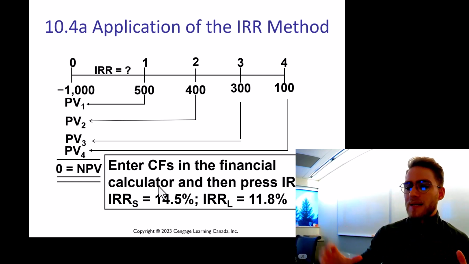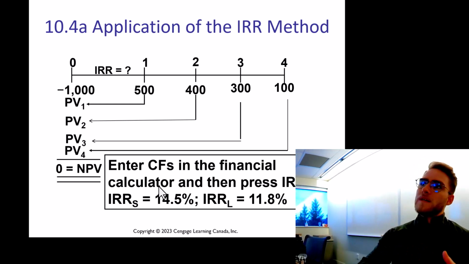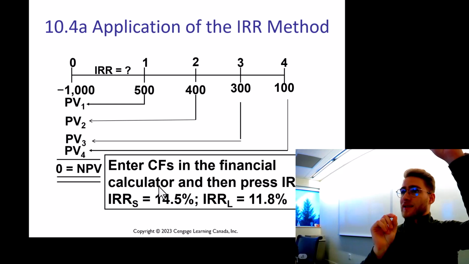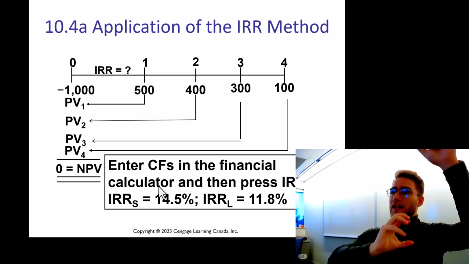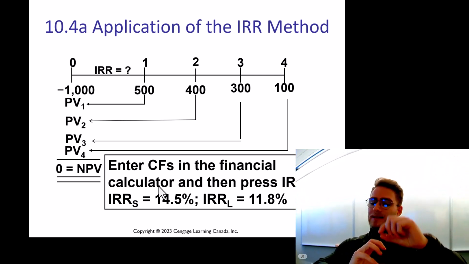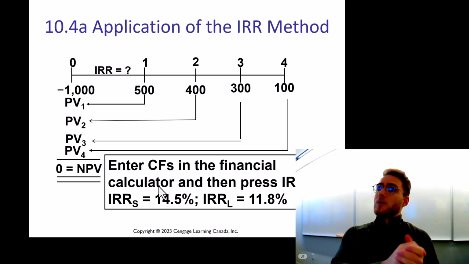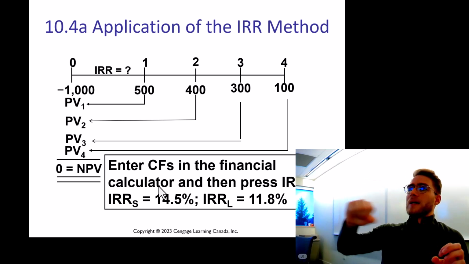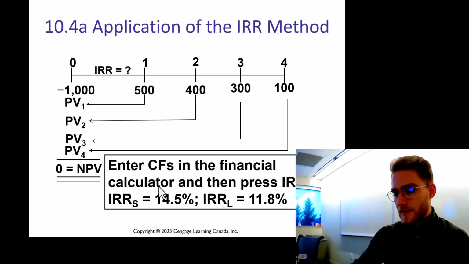That basically means that PV1, PV2, PV3, PV4 adds up to $1,000. Our initial cost is $1,000, right? So present value of cash flows is 1,000, initial cost is 1,000, NPV is therefore 0. That rate is our internal rate of return. It's the compound annual rate of return on the project, okay?